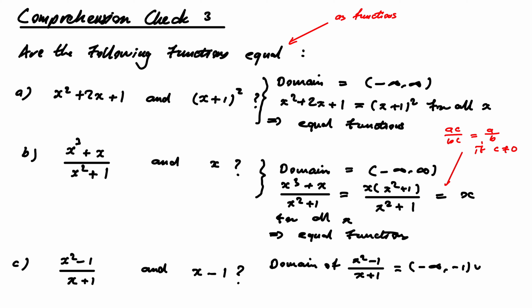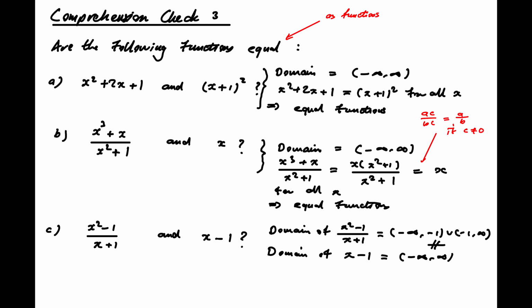Is it minus infinity to minus 1 union minus 1 to infinity? And of course the domain of the other one is the whole thing, because it's a very simple expression. And these are not equal to each other, right? We've lost minus 1. So this implies they are not equal as functions.